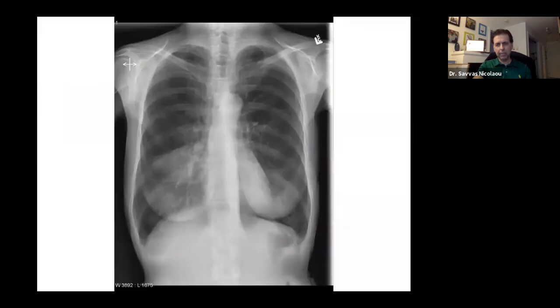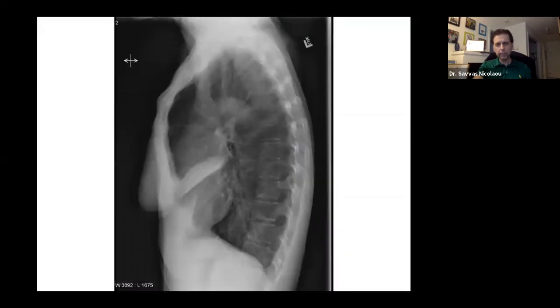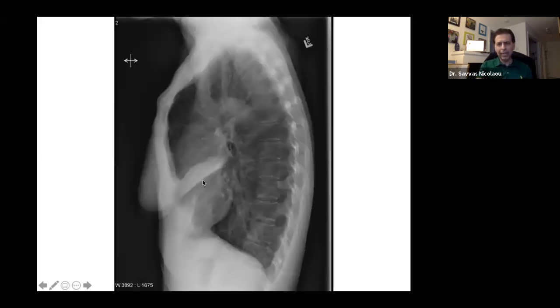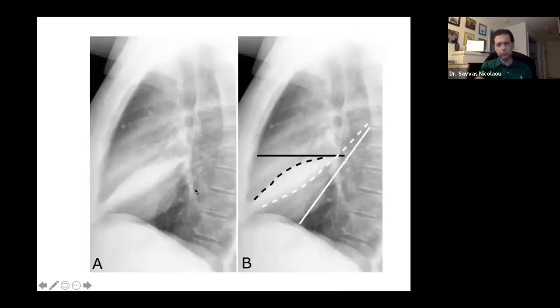Production, fever, cough, malaise, septic. We can see that there's increased density, again, obscuration of the right middle lobe. On the lateral, we can see minor fissure, major fissure, density that is present. What exists between the minor and major fissure? The right middle lobe. So this is right middle lobe pathology.